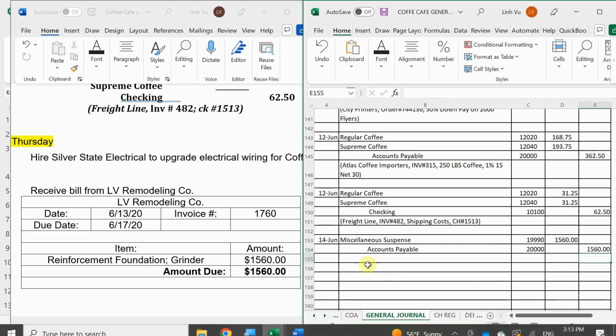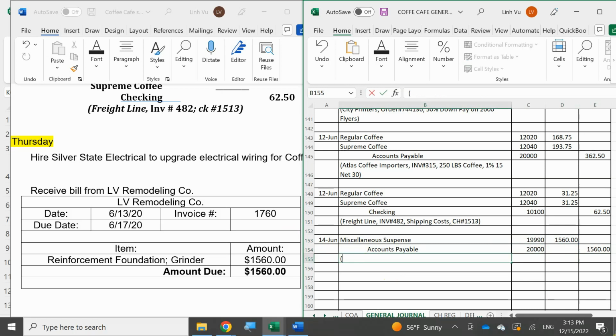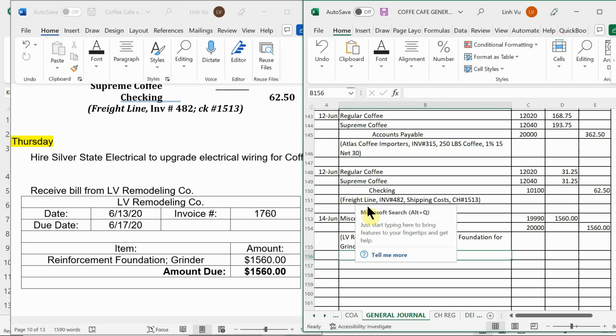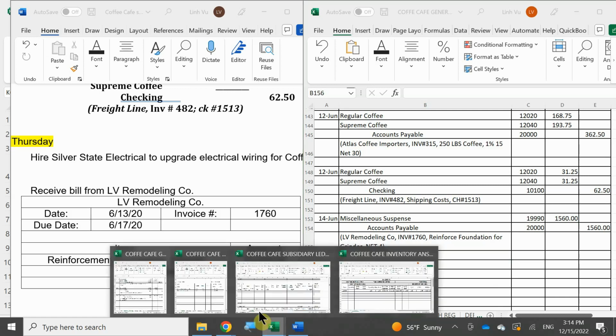All right. So description. Just give me one second to type that in. LV Remodeling Company, invoice number 1760, reinforce foundation for grinder, right? And we have how many days to pay? Net 4. Net 4. Okay, good. Okay, so let's go ahead and transfer this information into my ledger.